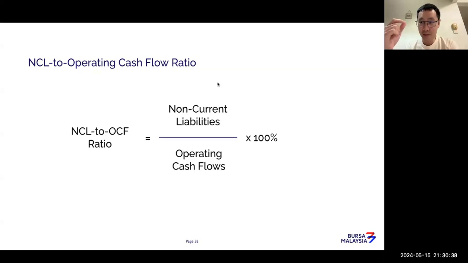So whatever debt the company has, even if the gearing ratio is high, as long as the operating cash flow can support it, then it still makes sense. But if the company cannot bring in, or does not bring in, consistent cash flow, then it's actually not too good already. So that is the whole idea behind this ratio.